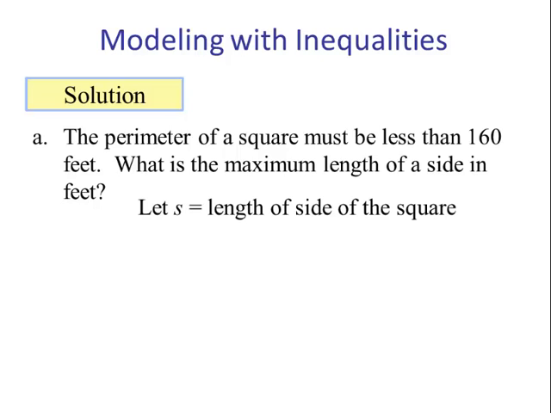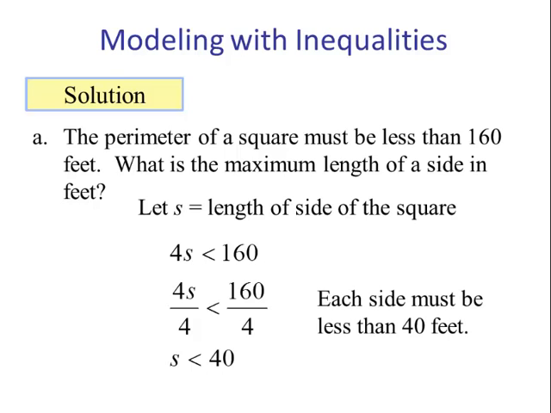Solution: A. Let S be equal to the length of the side of the square. A square has 4 equal sides, and the perimeter is the length of all the sides added up. So the perimeter is 4S. We want the perimeter to be less than 160, so we have the following inequality. To solve for S, we divide by 4, and S is less than 40. So to answer the problem, each side must be less than 40 feet.